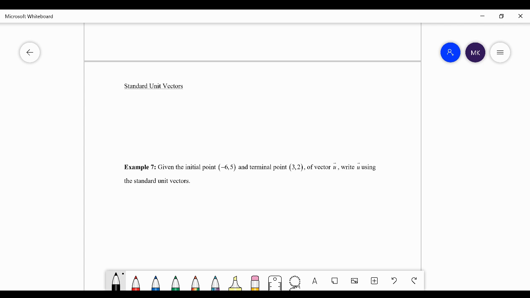Very simply, standard unit vectors are two different vectors. If we have our xy coordinates like this, then we have the vector i and the vector j. The vector i is the vector that is 1 unit in the x direction and no units in the y direction. The vector j is the opposite. It's no units in the x direction, 1 unit in the y direction.